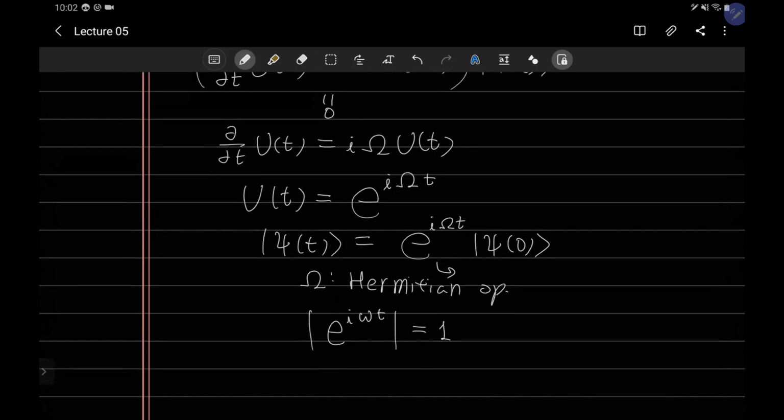So for more detail, I actually recommend that you try to prove that this kind of shape will always turn out to be a unitary operator. So let me finish today's lecture at this point, and then we will continue from the discussion of more solution forms of the Schrödinger equation.